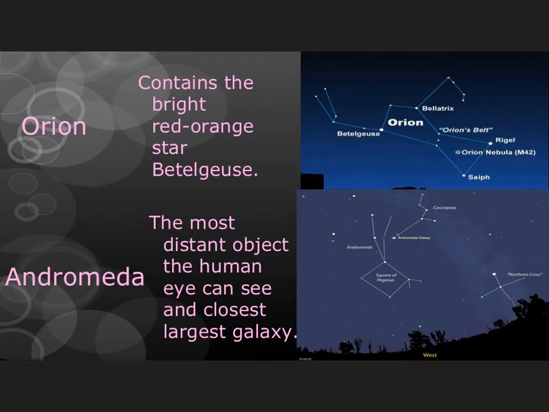Orion contains the bright orange star Betelgeuse, right in the shoulder here. And we learned that today when we were watching that video.